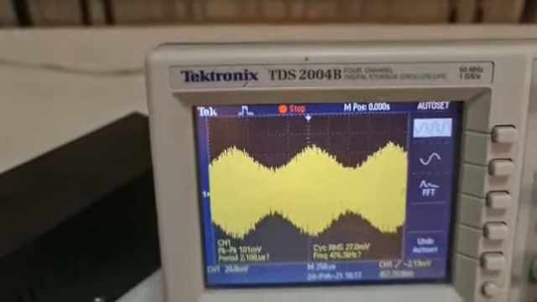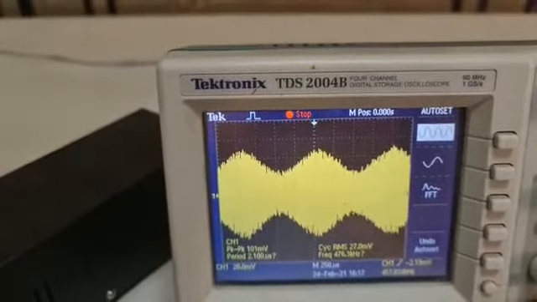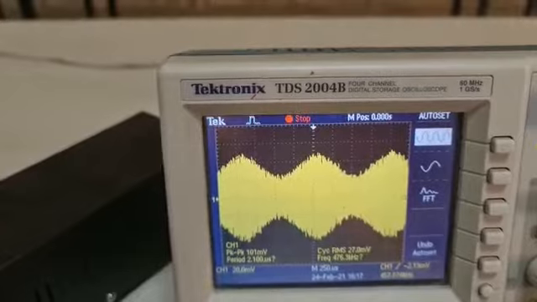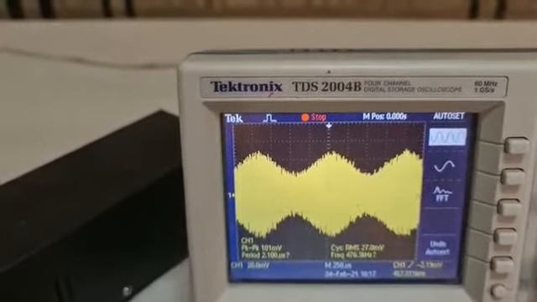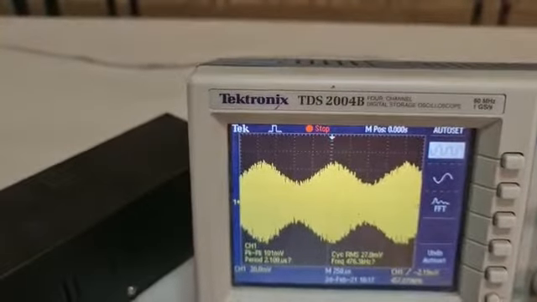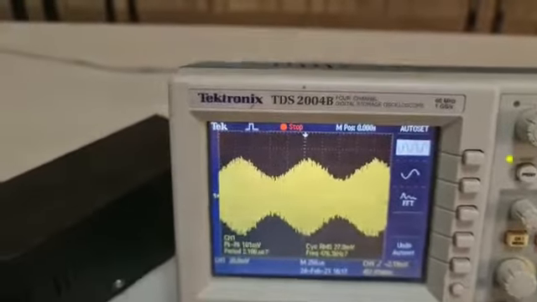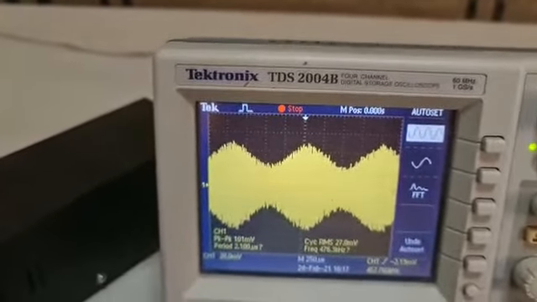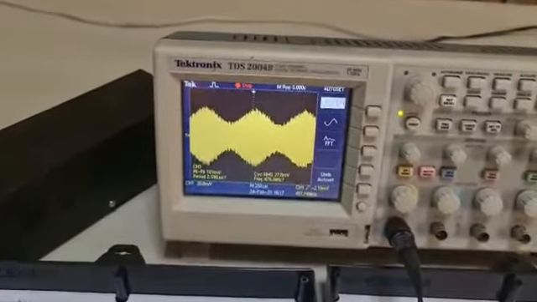Whatever the frequency of the carrier wave, the frequency is not being changed. The only parameter changed here is the amplitude of the carrier signal. In fact, the modulating signal gets overridden on this carrier waveform, and this is the amplitude modulated waveform, as you have seen in the theory class also.